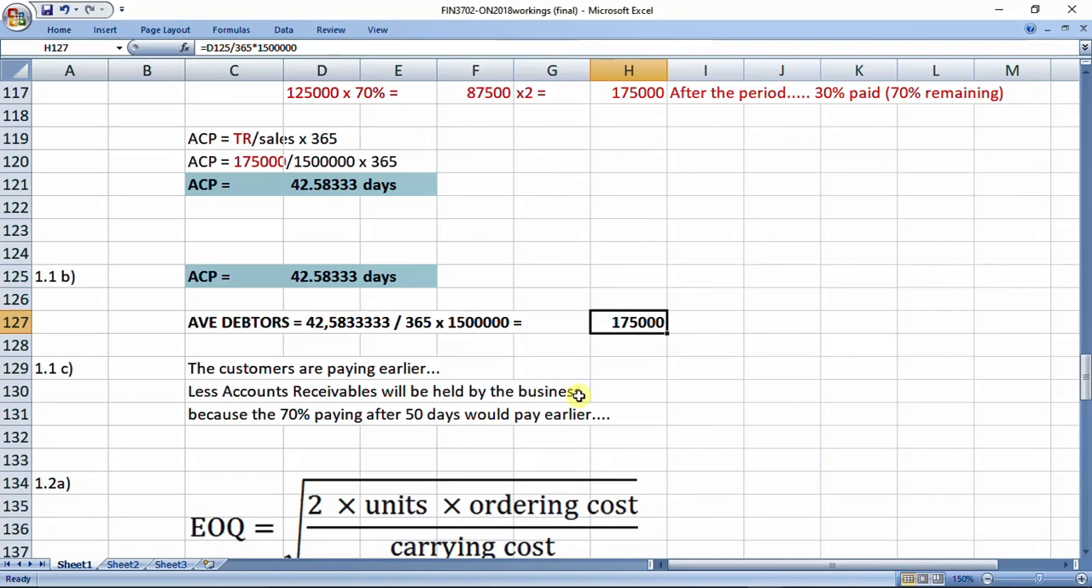Calculate the average amount of trade receivables for this firm. Average amount of trade receivables, so that's the average amount. This is calculating the trade receivables for the period. So that's the period, and that's the average amount. So let's look at the next one. Okay, average, your ACP, divided by 365 times 1.5 million, 175.